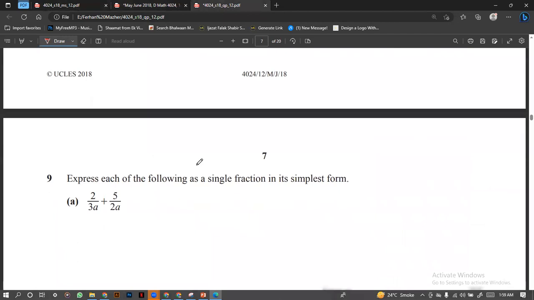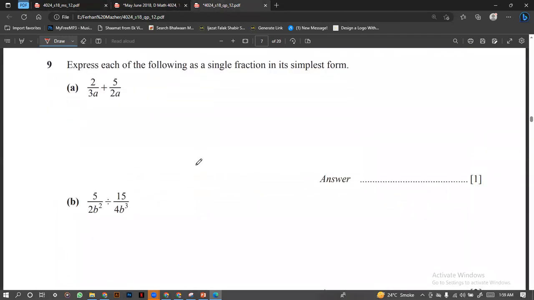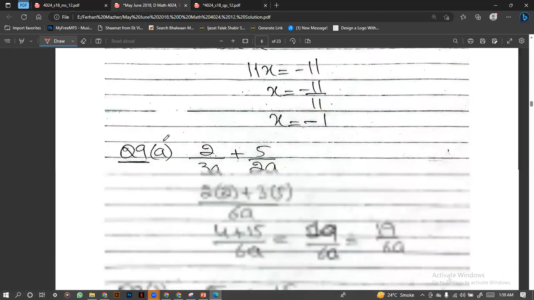So then we have question number 9. Express each of the following as a single fraction in its simplest form. A part, 2 by 3a plus 5 by 2a. We have two fractions and they are adding, so we will take their LCM. Their LCM will be 6a.